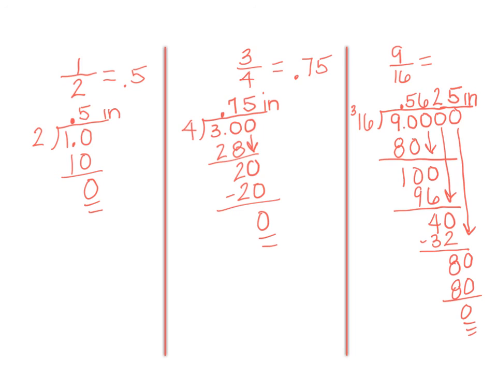So if we had to order these now based on their decimal values, I think you can see that 1/2, let me pick a different color, I'll use blue. So we can say that 1/2 is 0.5, 3/4 is 0.75, and 9/16 is 0.5625. So in this case, it turns out that 3/4 is our largest fraction, and that's greater than 9/16. And 9/16 is a little more than 0.5, so that's greater than 1/2, okay?